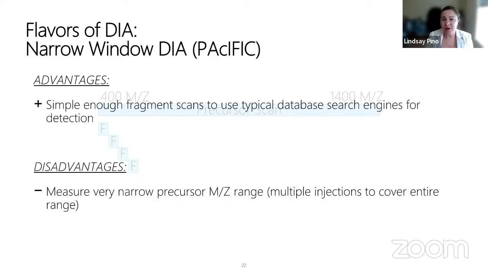The disadvantage, though, is that because you're using such narrow windows, almost no instrument is really fast enough to cover a whole proteome with this narrow window DIA. Maybe in the future, there'll be an instrument fast enough to do this. But for now, you would have to inject each one of your samples multiple times in order to cover the full MZ range of a proteome using these super narrow windows. So super easy to analyze, but kind of a pain because you would have to do these multiple injections for each of your samples.